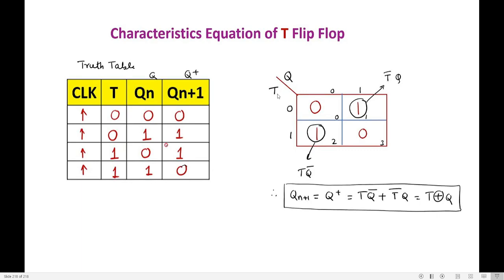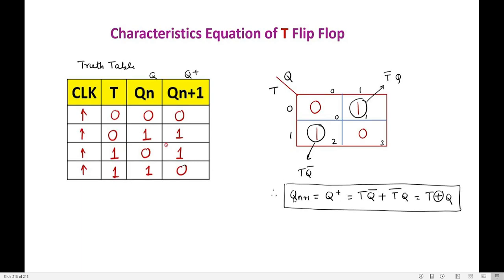Now draw the characteristic table. It's a K map. Now see what the inputs are: T and Qn. Now draw it. So what are the two inputs you have? T bar, Q. Write that one. T, Q bar. Write that one. You cannot group it. So individual groups, it is T Q bar plus T bar Q. So this is your output for the characteristic equation for T flip-flop.